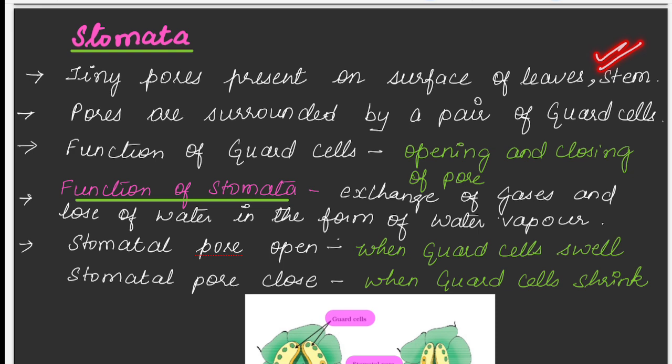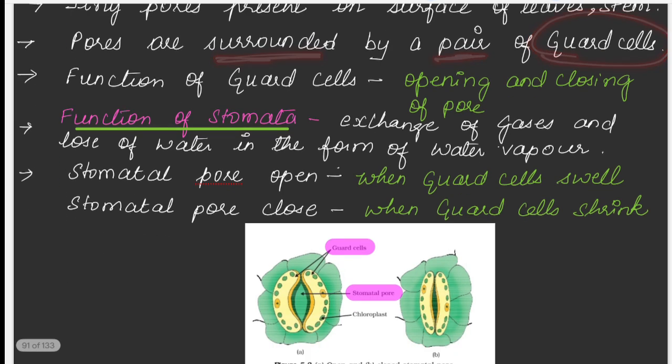So this is also very important. The question will be asked where the stomata is present. It will be present on the surface of the leaf and the stem. And this stomata is nothing but stomatal pore. We call it stomata or stomatal pores. They are surrounded by a pair of guard cells.